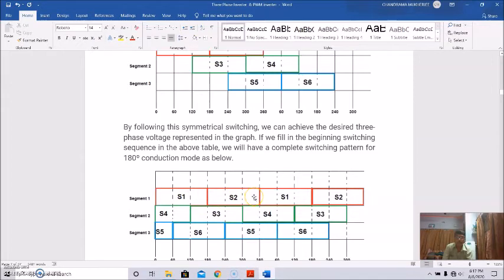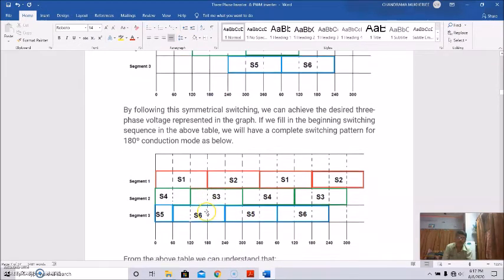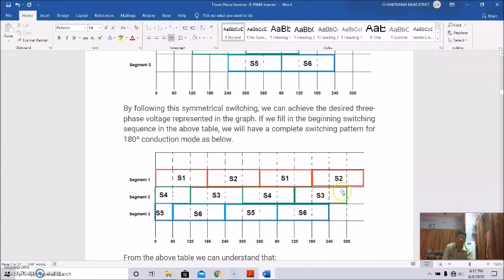So this is like this. S1, S2 for segment 1, then again S1, S2. This is for segment 2: S3, S4, then S3, and again this is S5, S6. Before S6, it will definitely be S5. Before S4, it will definitely be S3, and so on. So this is the sequence of operations of the three segments, where for segment 1 switches S1 and S2 are responsible, for segment 2, S3 and S4, and for segment 3, S5 and S6.